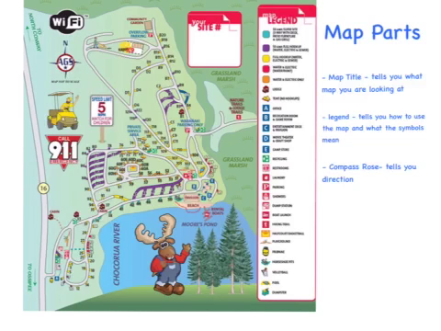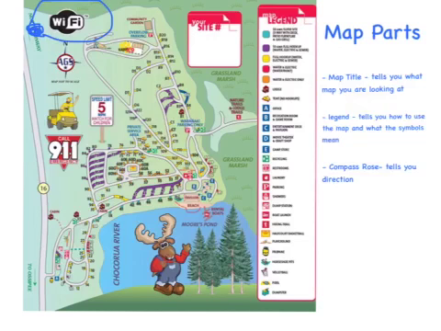So now let's talk about map parts. You want to make sure that you know how to read a map, and a map has many parts. One of the very first things that you need to look at is your map title. This is going to tell you if you are looking at the right map. So here we have our map title. It's called the Wi-Fi Campground.